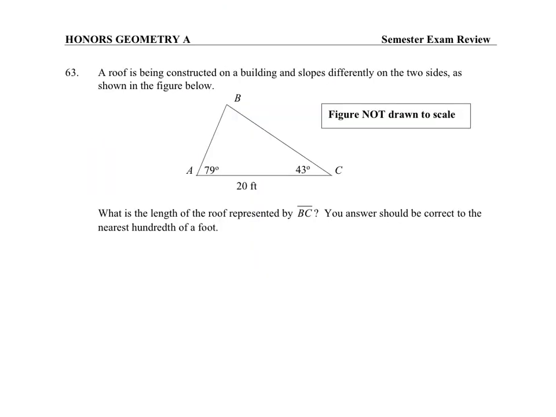Question 63 is a roof is being constructed on a building and slopes differently on the two sides as shown in the figure below. What is the length of the roof represented by BC? Your answer should be correct to the nearest hundredth of a foot.